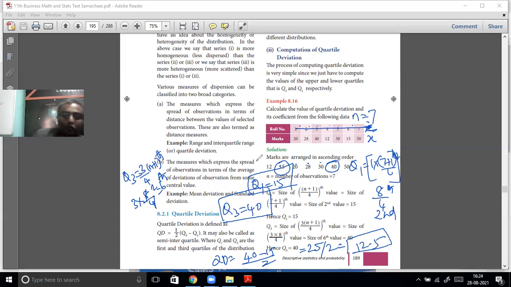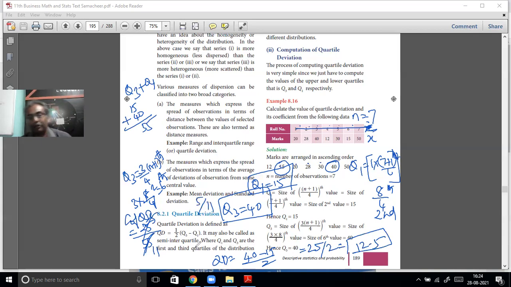Now, you want to find out the coefficient of QD. Coefficient of QD is equal to, don't divide by 2. Just keep the 25 on top. Now, you do Q3 plus Q1. 15 plus 40. How much? 55. 25 by 55, divided by 5, is 5 by 11. On the calculator, 5 divided by 11 is 0.45.